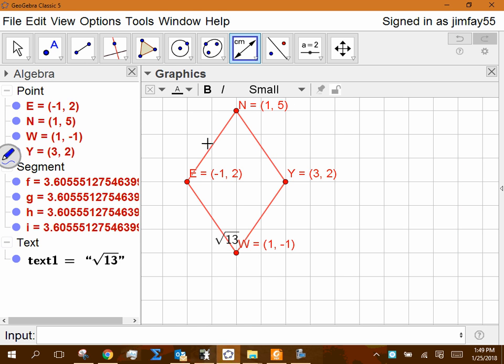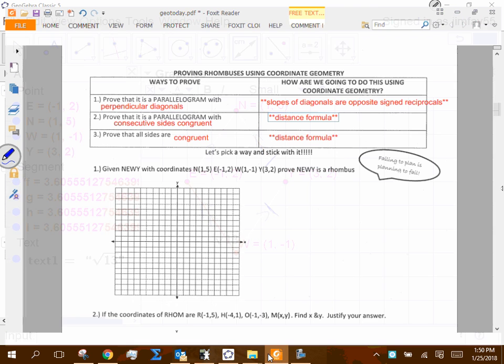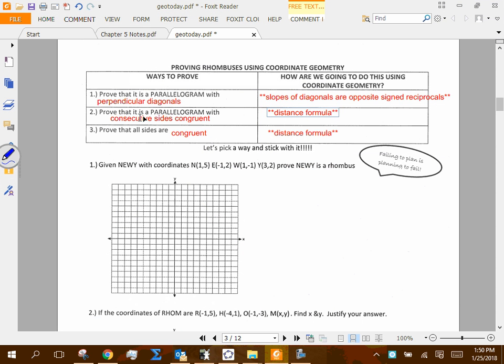that this is a parallelogram. So we know those 2 things are parallel, those 2 things are parallel. And now we found that this was root 13, and that is root 13. Have we shown that those 2 things are congruent? Are those consecutive sides? Does that match up with this phrase right here? It says prove that it's a parallelogram with consecutive sides congruent. Does that make sense, everyone?